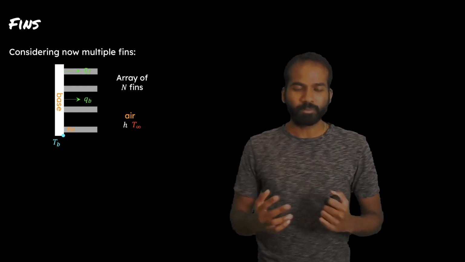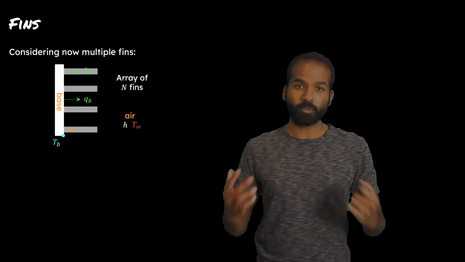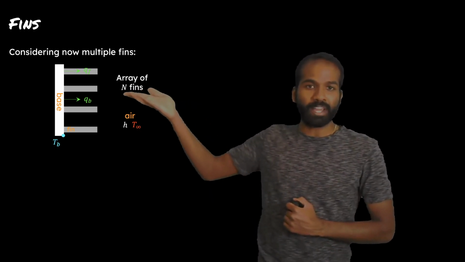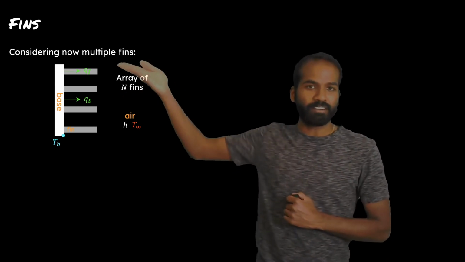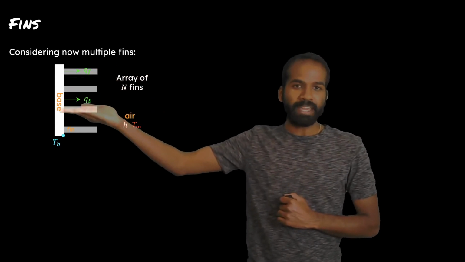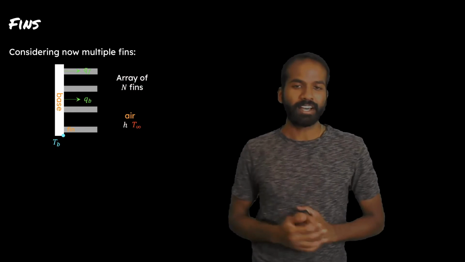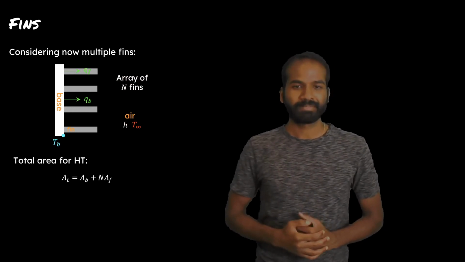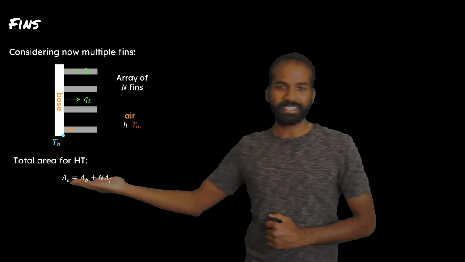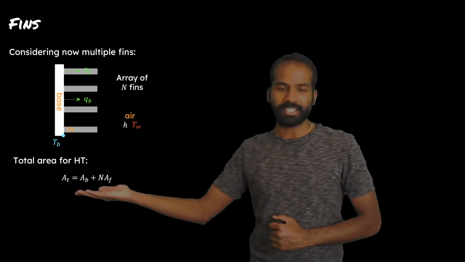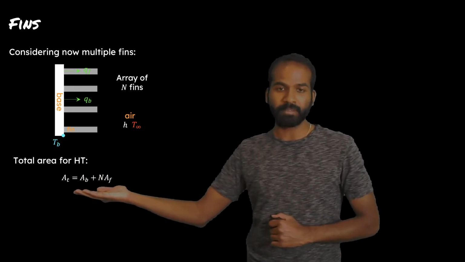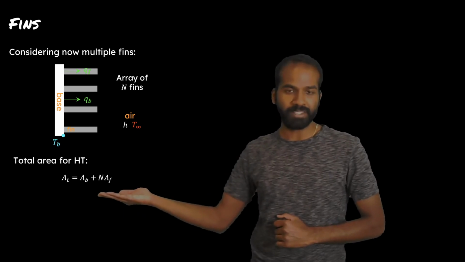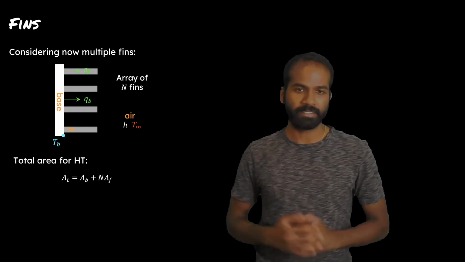So we want to now consider what happens when we go from one fin to multiple fins. Here we have an array of n fins. Each fin has a heat current of Q sub F, and the base here has a total heat current of Q sub B. The total area for heat transfer is A sub T, and A sub T is the sum of the area of the base, that's the full base, A sub B, plus n times A sub F. A sub F is per fin, so we then multiply it times n, the total number of fins.